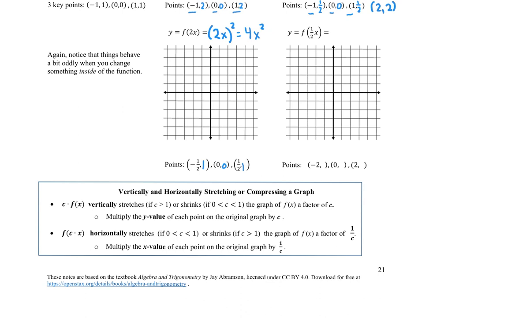We'll go ahead and plot those points. And this is what it will look like when we plot those points. If needed, you can plot a few more points, but this is what it looks like when we multiply the inside of our parentheses by a constant. Let's move on to the second graph. We're going to multiply our function inside the parentheses by 1/2.